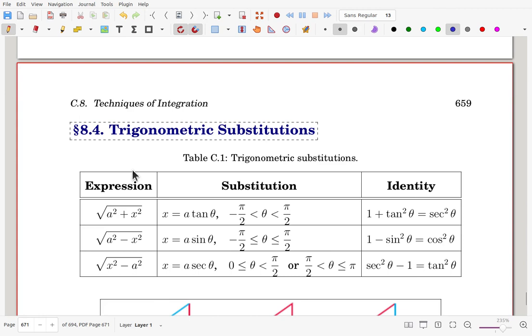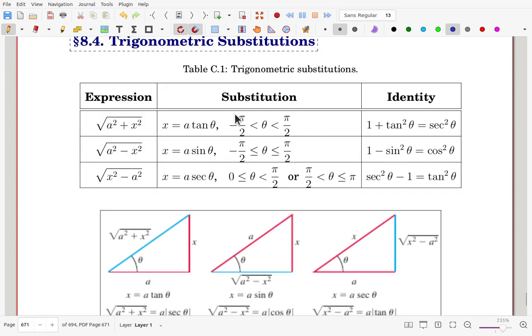Yeah, now we'll go to section 8.4, trigonometric substitutions. Once the integrand involves these radicals, a squared, a constant, and x squared, we can have addition, we can have subtraction, and the other way is subtraction. There are 3 cases. For the first one, x can be an arbitrary real number. There's no limitation for x value. And so we can use tangent theta for x.